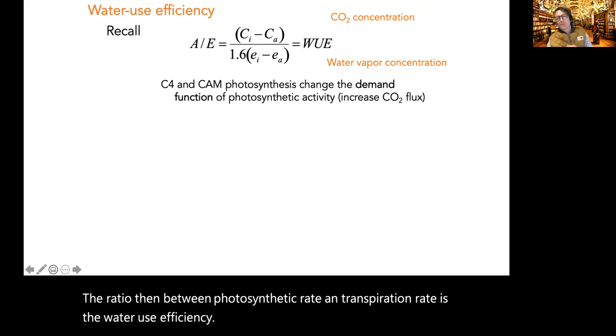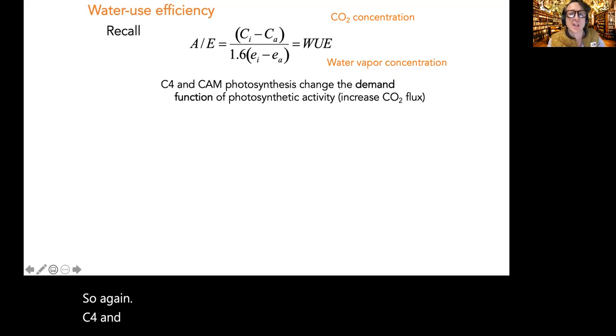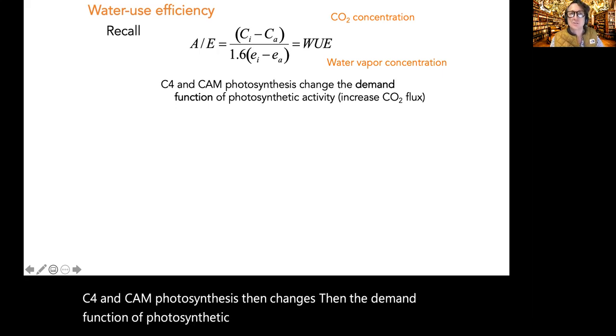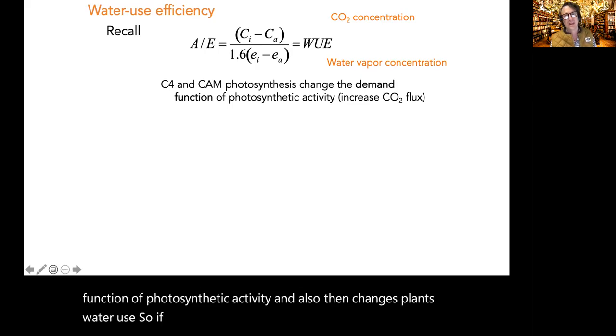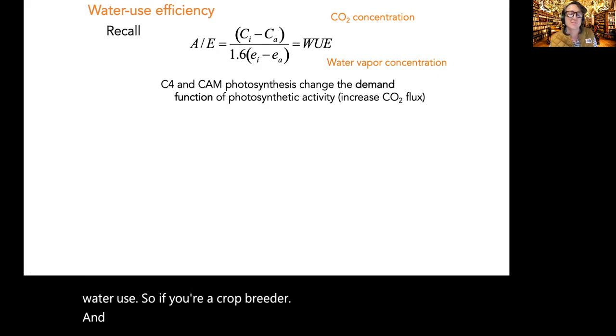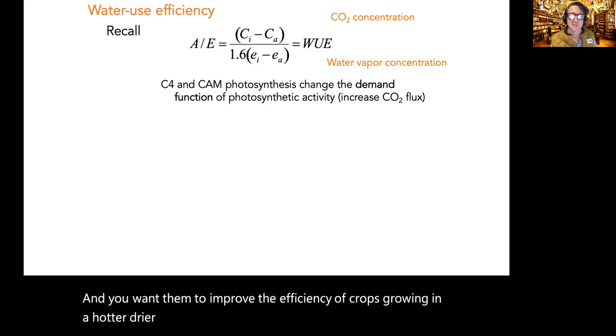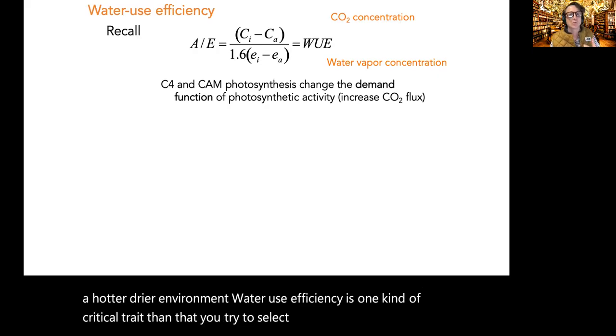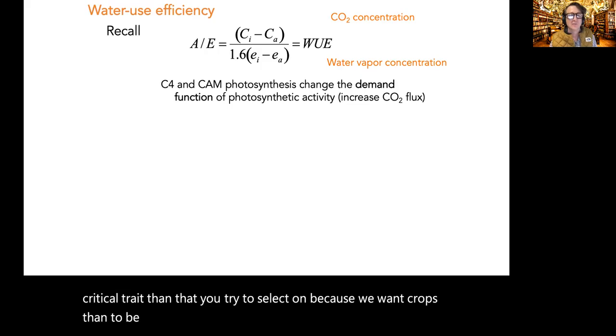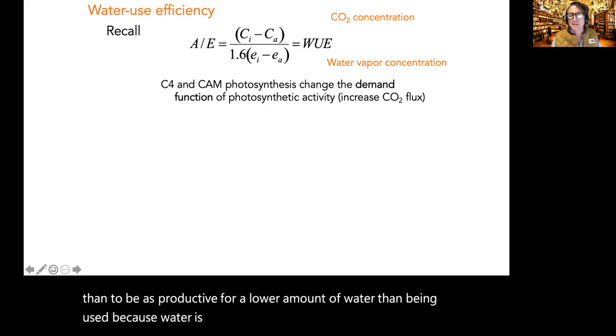So again, C4 and CAM photosynthesis changes the demand function of photosynthetic activity, and also changes plants' water use. So if you're a crop breeder and you want to improve the efficiency of crops growing in a hotter, drier environment, water use efficiency is one critical trait that you try to select on, because we want crops to be as productive for a lower amount of water being used, because water is increasingly in shorter demand. Drought environments, water is hard to find.